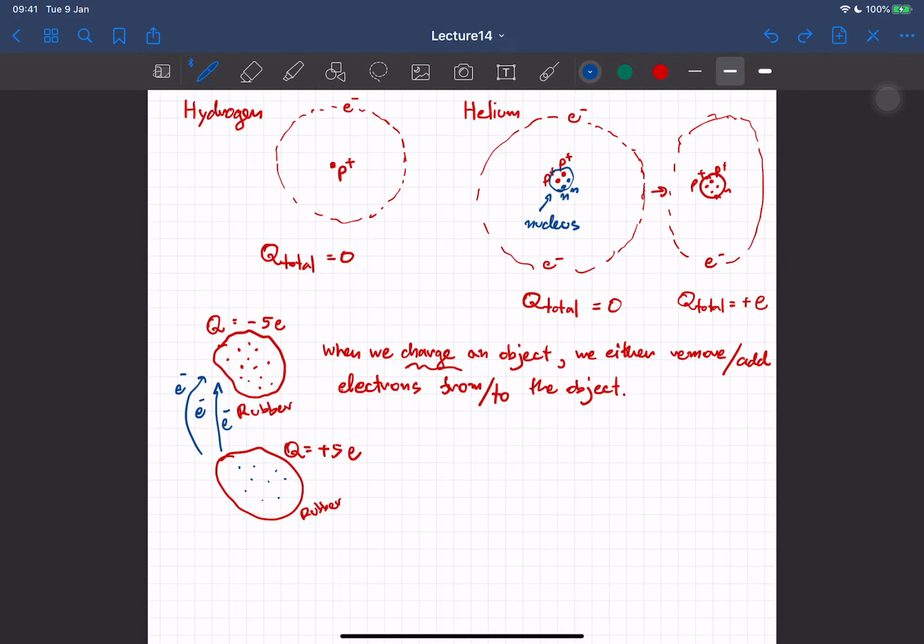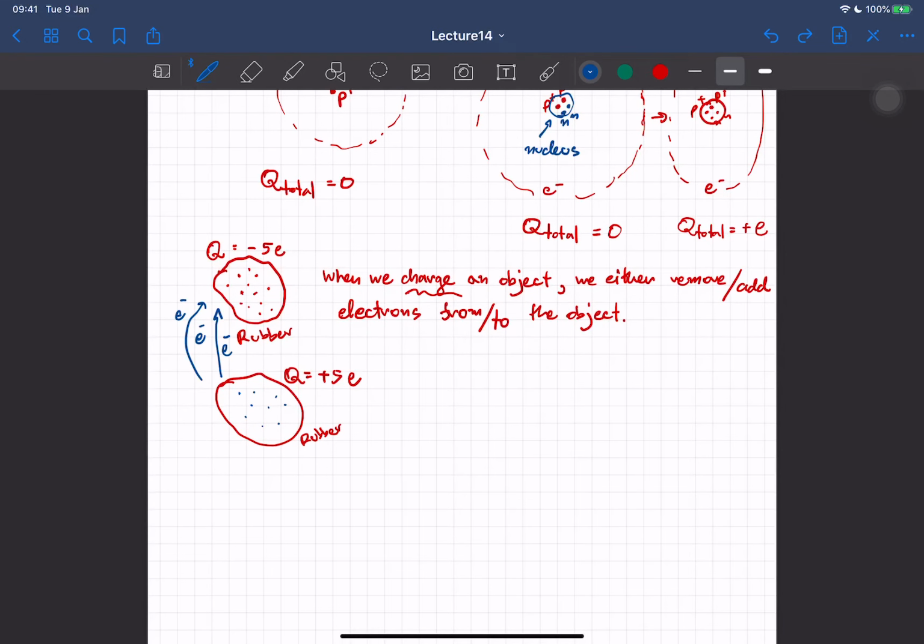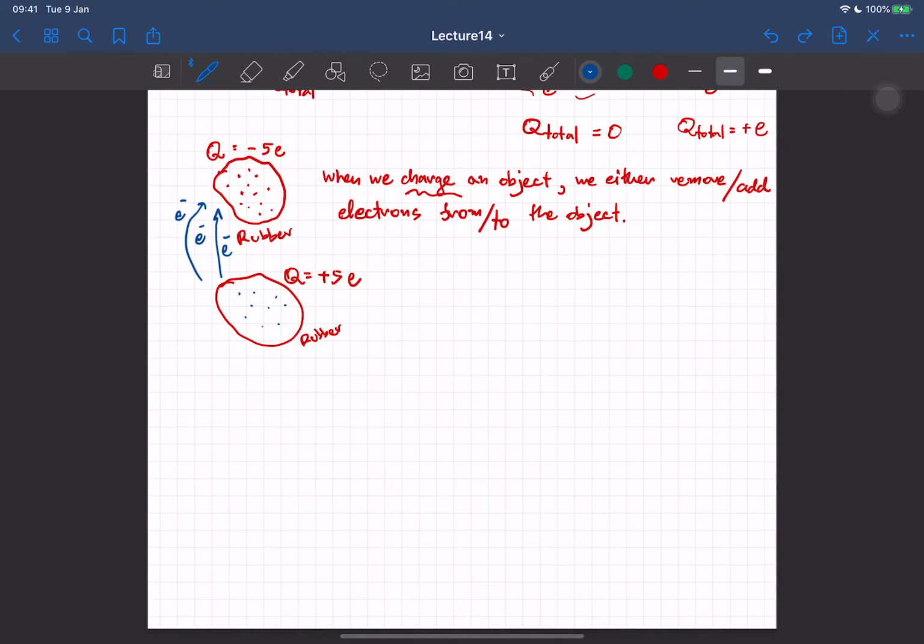So in any case, we're going to be talking about what happens when you have an object which is now not electrically neutral. For example, this one now is minus 5e charge, and this one is plus 5e charge. What's going to happen between these two objects? And that's the topic of what we call Coulomb's law.